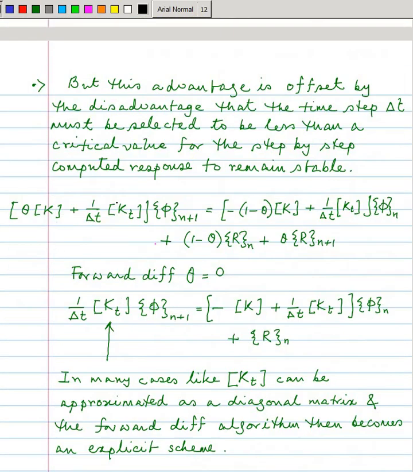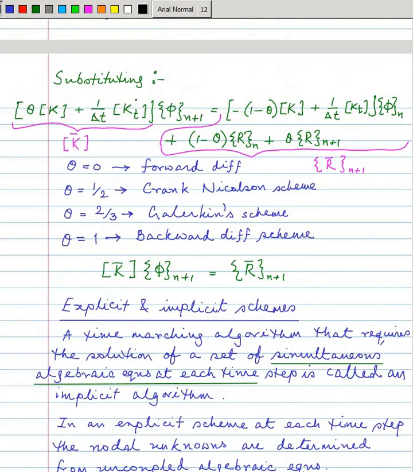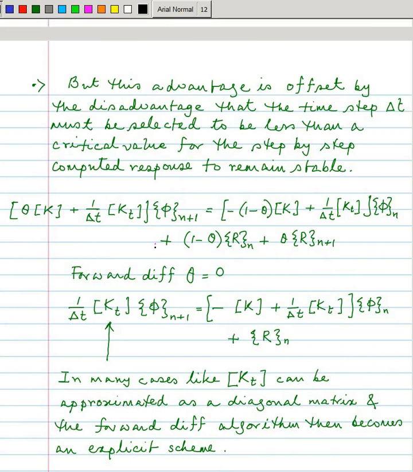So this is our recurrence relation, which we have shown here, and we are repeating it again. Now for the forward difference scheme, suppose theta equal to 0. Theta equal to 0 means this term goes, this remains, minus K is there, plus delta t K_T is there, phi n plus 1, minus this remains, R_n, this goes.